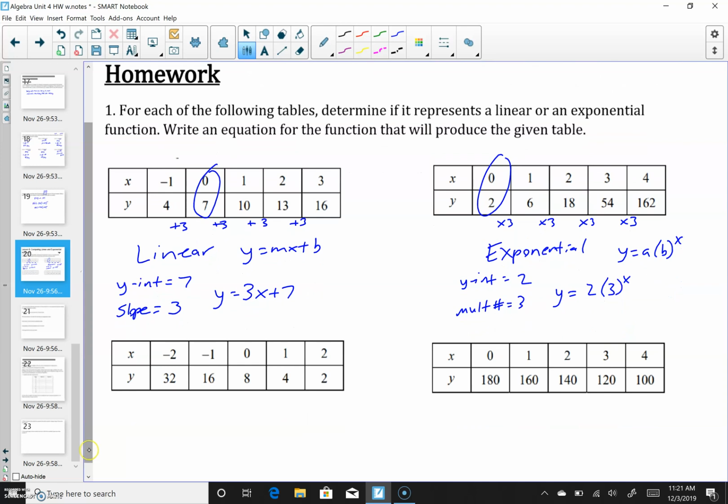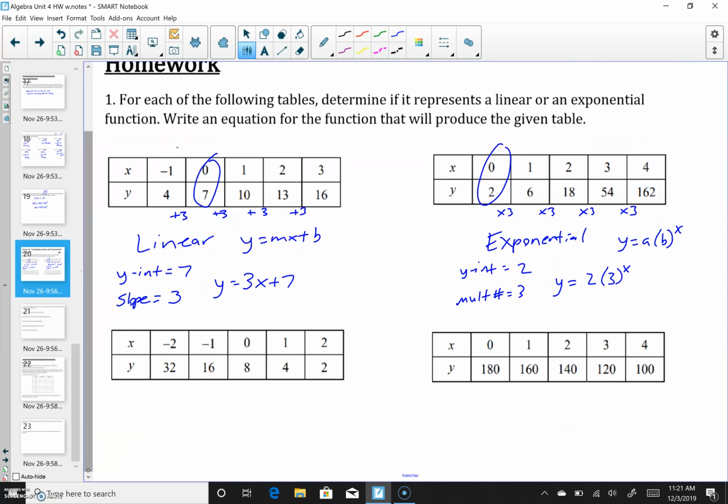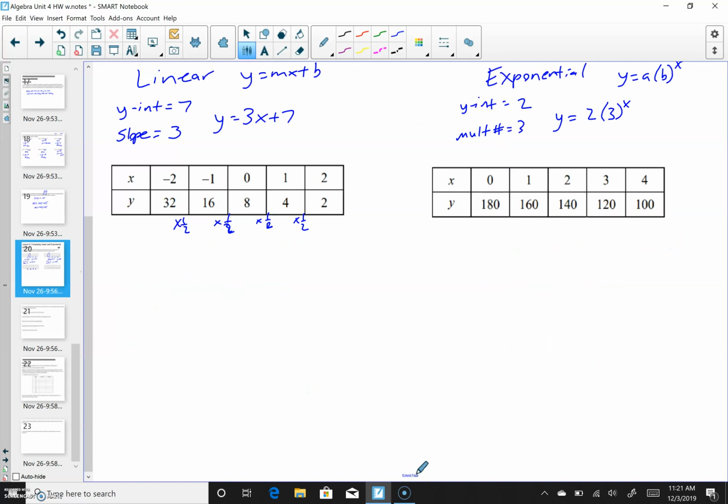If we go down to the bottom left-hand corner, we are times 1/2, times 1/2, times 1/2 and so on. Now, a lot of people probably look at this as dividing by 2, which is true. But remember, in exponentials, we are not allowed to divide. We have to multiply by 1/2. So our y-intercept is going to be here at 8, and our multiplying number is going to be 1/2. So it'll be y equals 8 times 1/2 to the x.